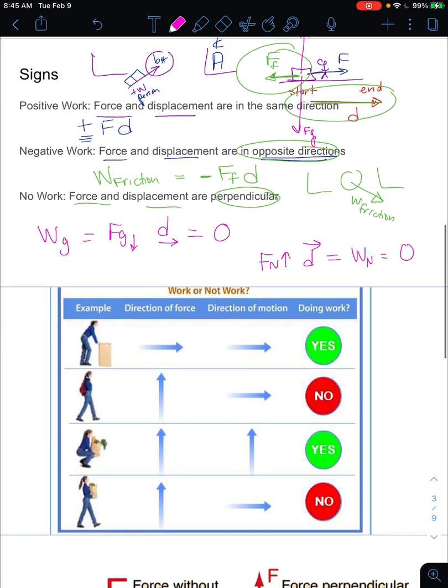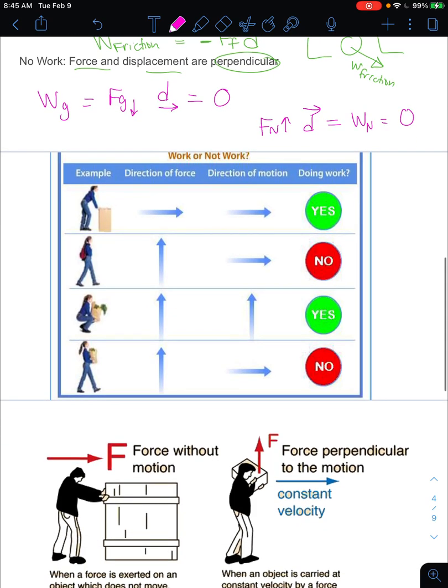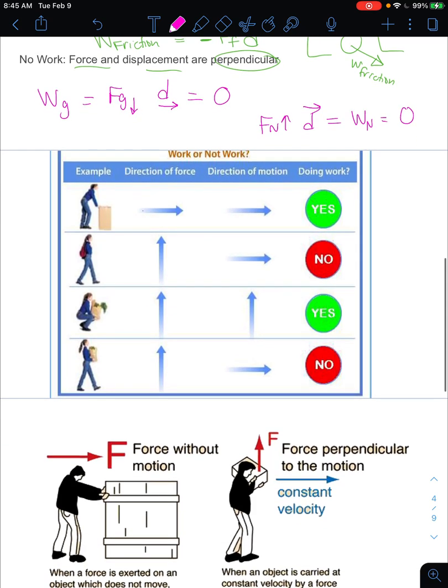So a few examples of work would be when something is being pushed to the right and the displacement is to the right. Our force and our displacement are the same way. We have work, and that work is positive. But if the normal force is acting up on us while we are moving to the right, our force and our displacement are perpendicular to each other, so there is no work being done.